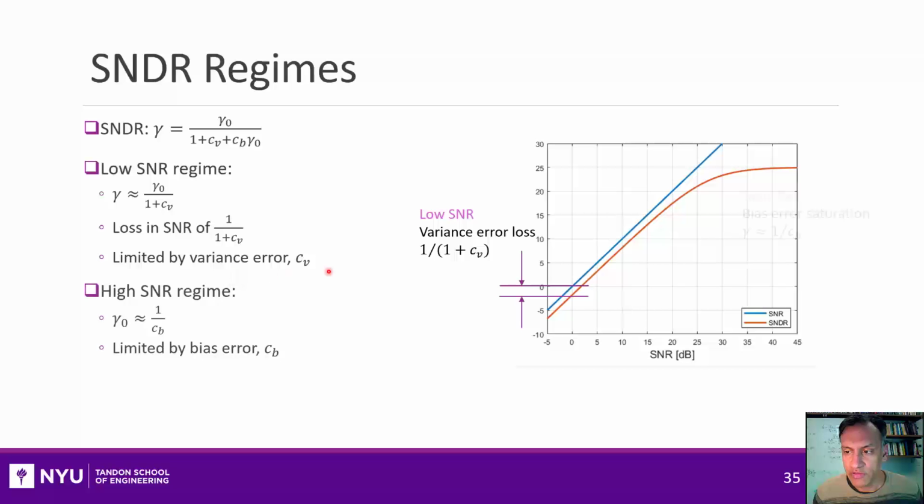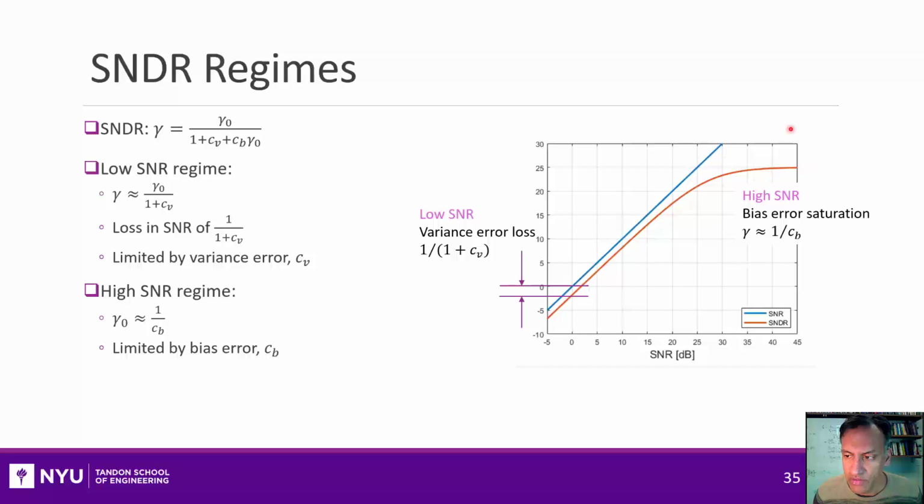Now let's look at the other extreme, which is the high SNR. When gamma naught goes to infinity, you can see here that it just saturates off in this regime. And that happens because if I take gamma to infinity, this basically limits to 1 over CB. In other words, even if you have no noise, you get eventually just limited by the bias error in your system, because you're just making a fundamental assumption about the channel, which is not exactly correct, and it saturates.